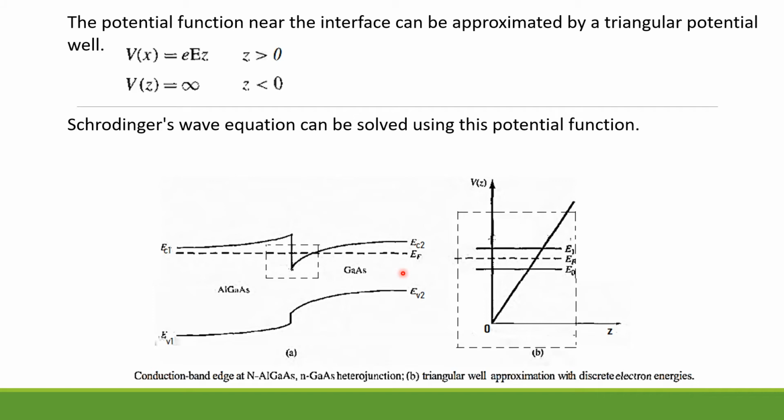The Schrödinger wave equation can be solved using this potential function. Within this triangular potential well, energy levels are quantized. So this section is enlarged in this figure B. Here we can see the different quantized energy levels: lower energy level E0, next energy level E1. Upper energy levels are not shown in this one.